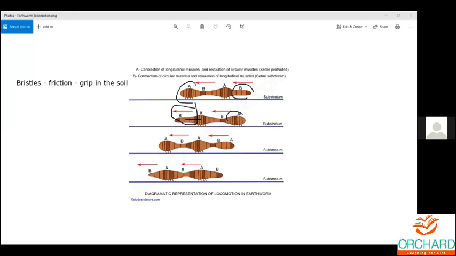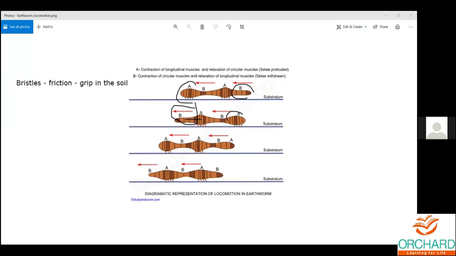And why is this exchange of sizes taking place? Because of contraction and relaxation. The muscle is doing the contraction and relaxation, and because of that the interchanging of the sizes in the area is being done. And so that is how they move in the soil, with repeated contraction and relaxation.